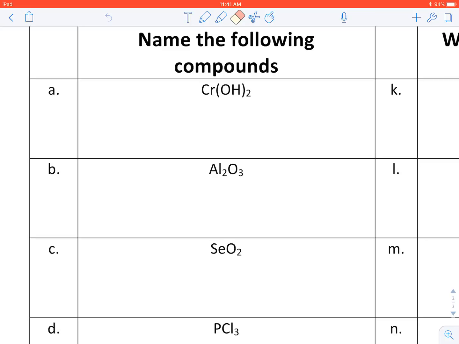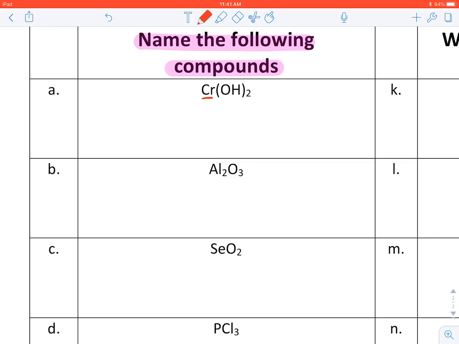Alright, so in this first column, we need to name the following compounds. Which means, when we name our compounds, we have to identify whether they're type 1, type 2, or covalent. And we do that by looking at the first element listed. So every single time, we're going to check out this first element, and we're going to work these one at a time. So let's start with chromium.